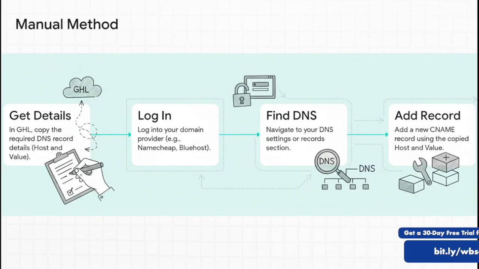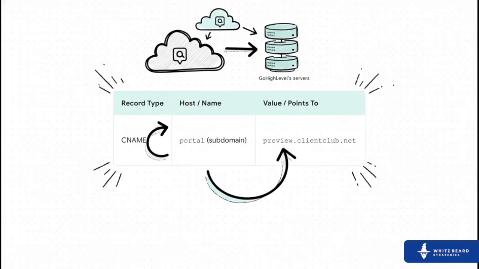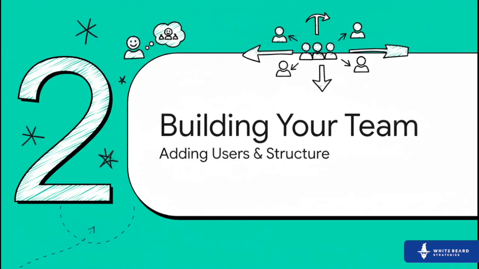Now, if you're going the manual route, please do not let the name scare you. It is just a fancy term for copy and paste. GoHighLevel gives you a little piece of text, you log into your domain provider, find the DNS settings, and paste it in. I promise the whole thing takes maybe 2 minutes, tops. And here's what's actually happening behind the scenes. It's not as complicated as it looks. You're just creating something called a CNAME record. All you're doing is creating a subdomain, like portal.yourbusiness.com, and telling the internet, hey, when someone goes here, point them over to GoHighLevel servers. That's it.